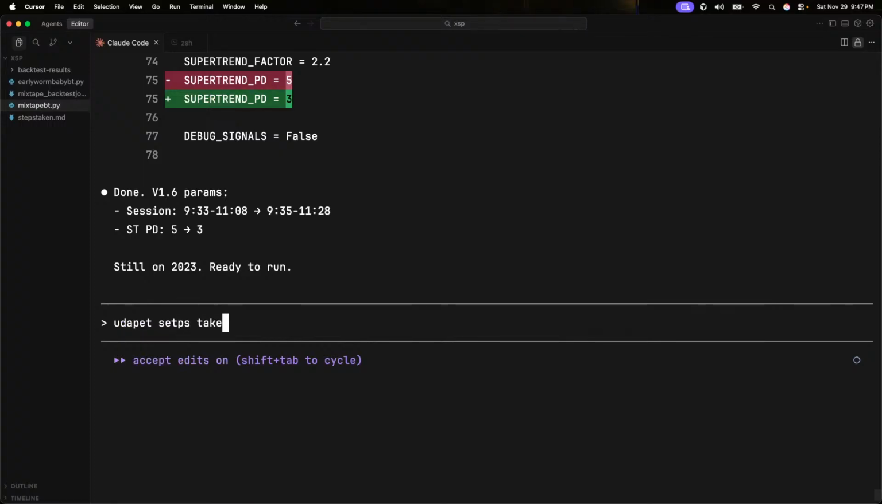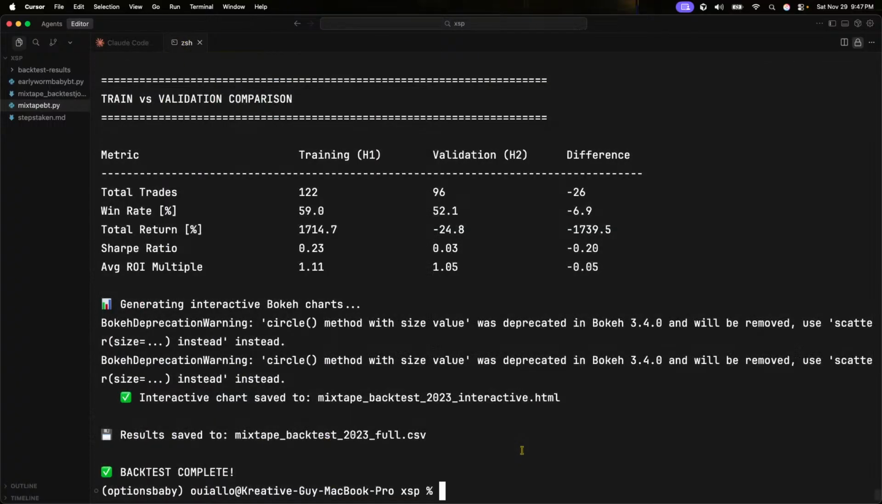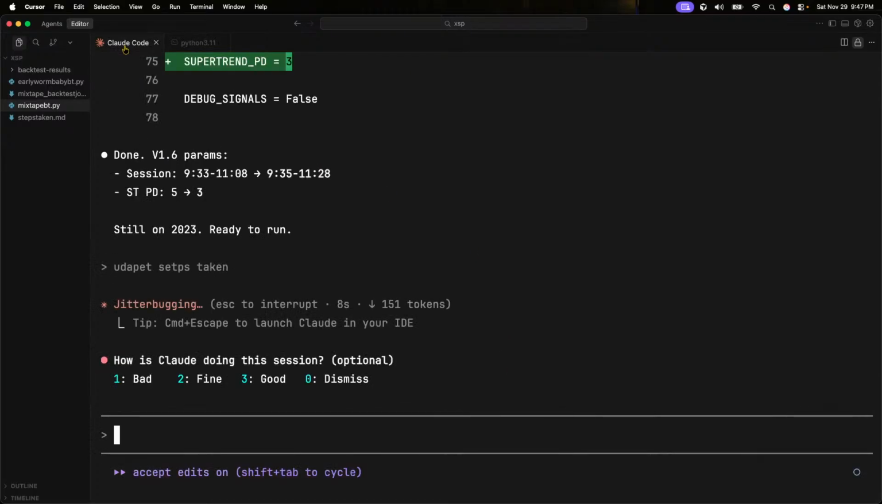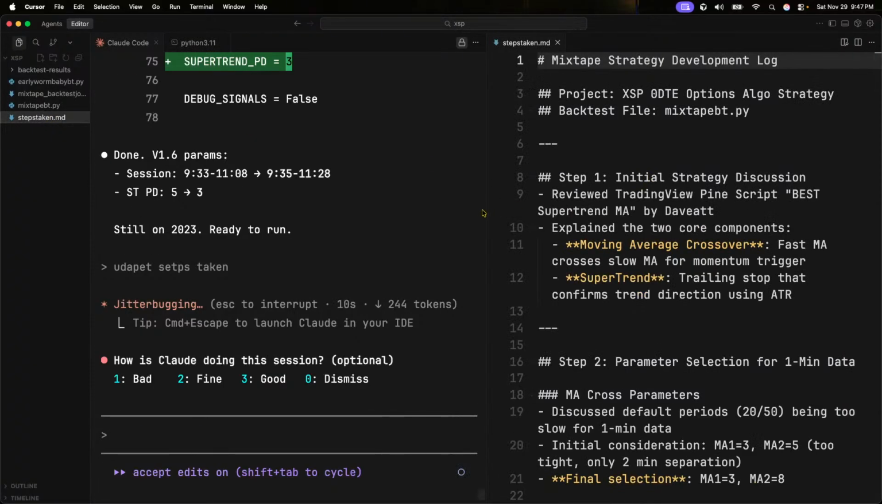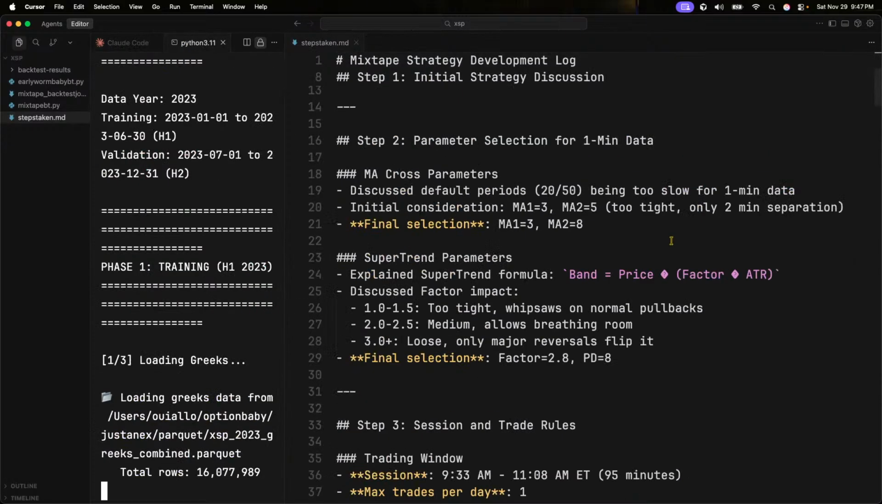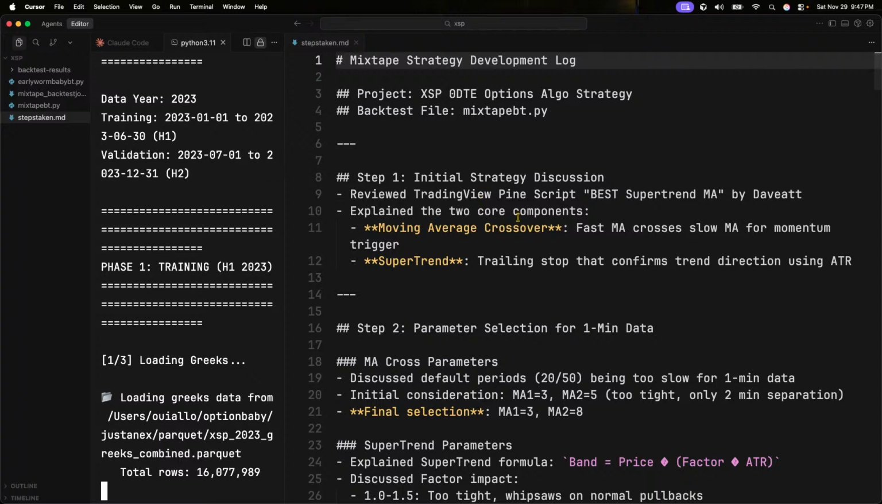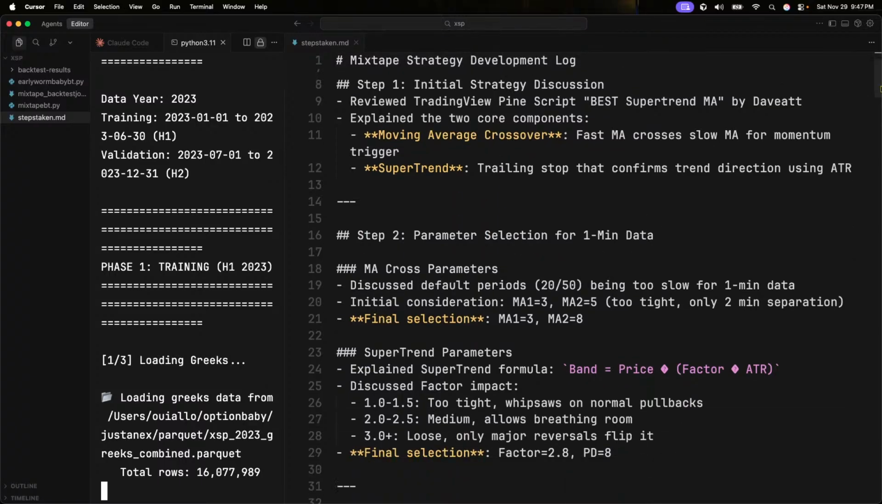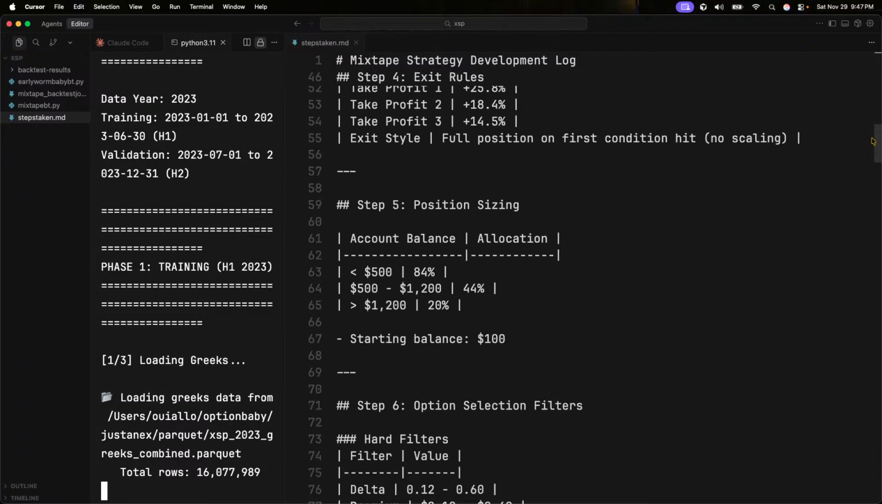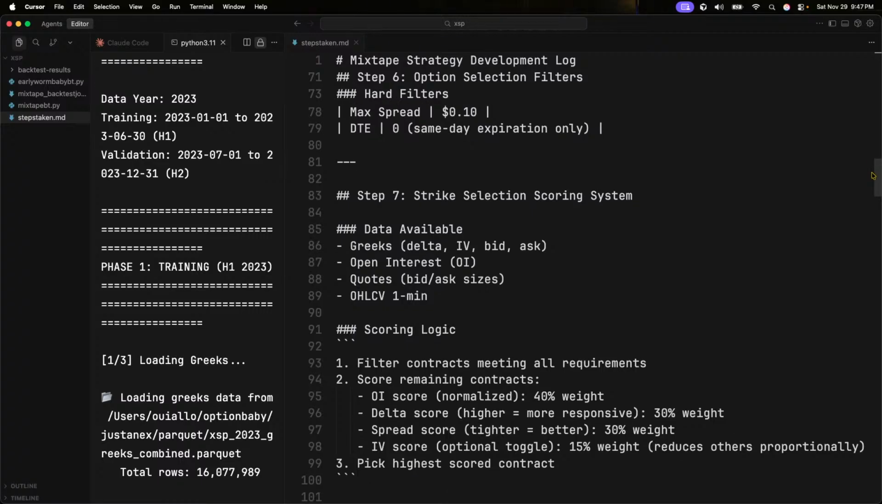Update steps taken. All right, while that's running, let's quickly look at the steps taken, right? We took the strategy and built it from TradingView. I took a Pine script from TradingView, the best super trend moving average by Dayvat. This is a moving average crossover plus the super trend. Then we have the parameter selection, the session rules, the exit rules, position sizing, option filtering, option selection system.